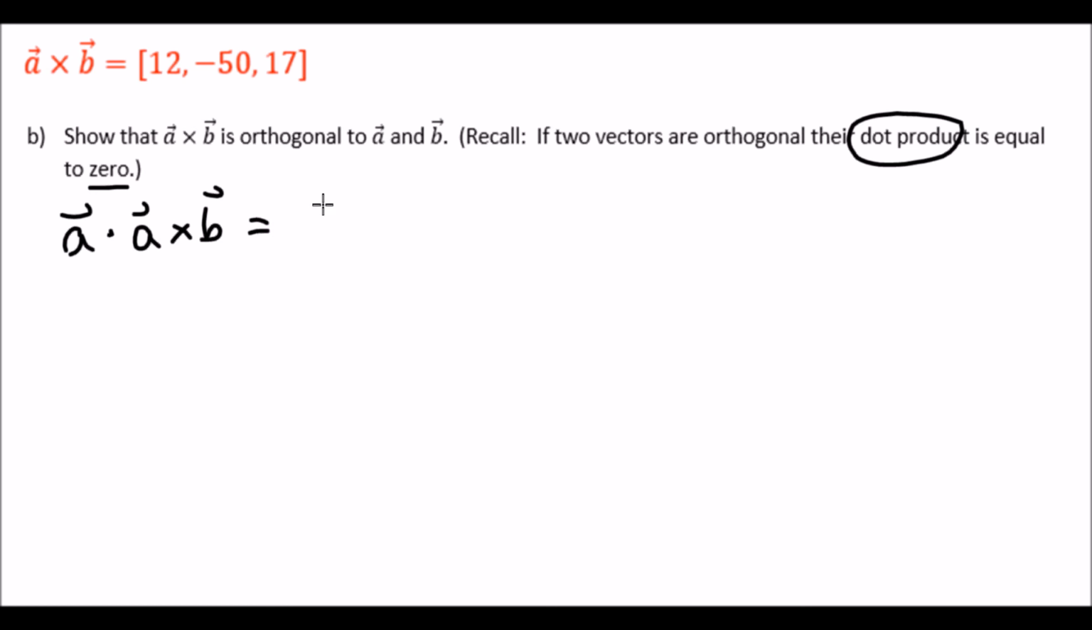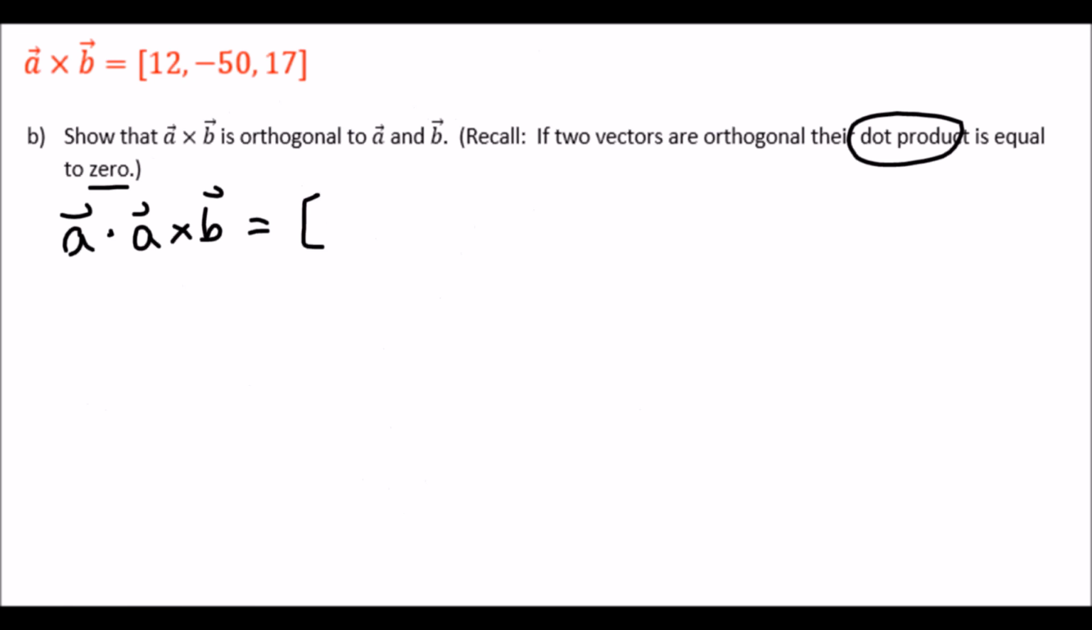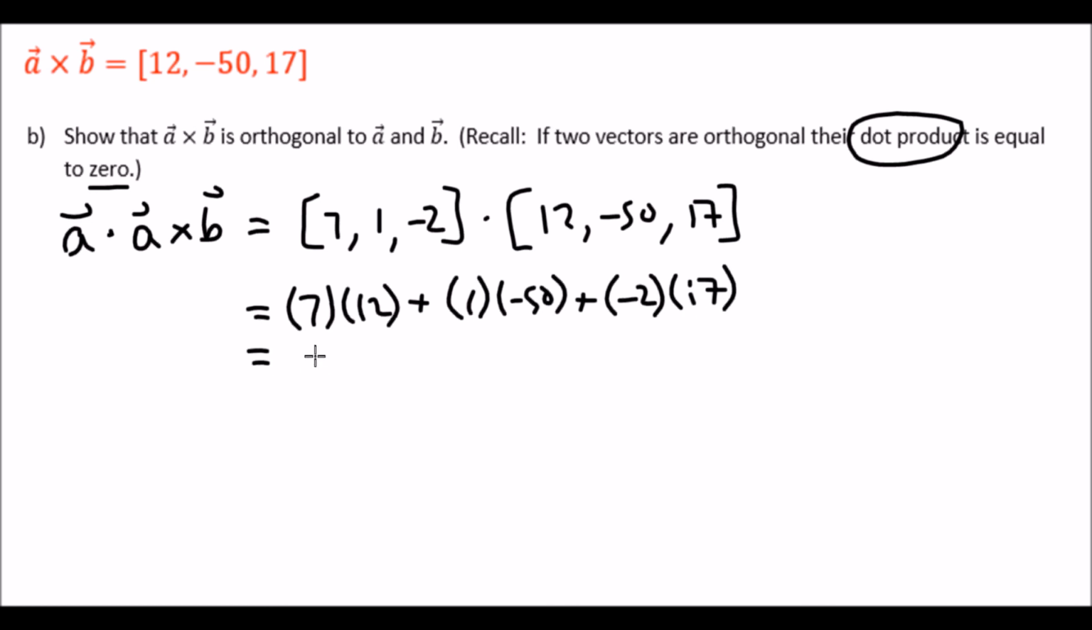So what's this mean? This means I'm going to do vector A, which I've forgotten already, is 7, 1, negative 2. So 7, 1, negative 2, dotted with 12, negative 50, and 17. So I'm going to dot them together. So 7 times 12 we'll begin with, plus 1 times negative 50, plus negative 2 times 17. And if we do this, we get, of course, 0. So there I can show that A is orthogonal to A cross B.